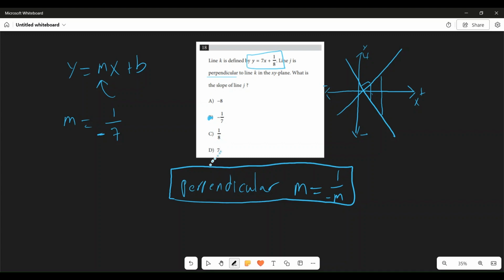So pretty simple question. The main concept to know is that when you have two perpendicular lines, the slope of perpendicular line 1 is going to be the inverse or flipped rise over run, and then the opposite sign. And just for your knowledge, when you have parallel lines, the slopes are going to be equal to each other. So those are two line relationships that will be very useful to know when you have linear lines. Perpendicular is opposite inverse slopes, parallel, same slopes.